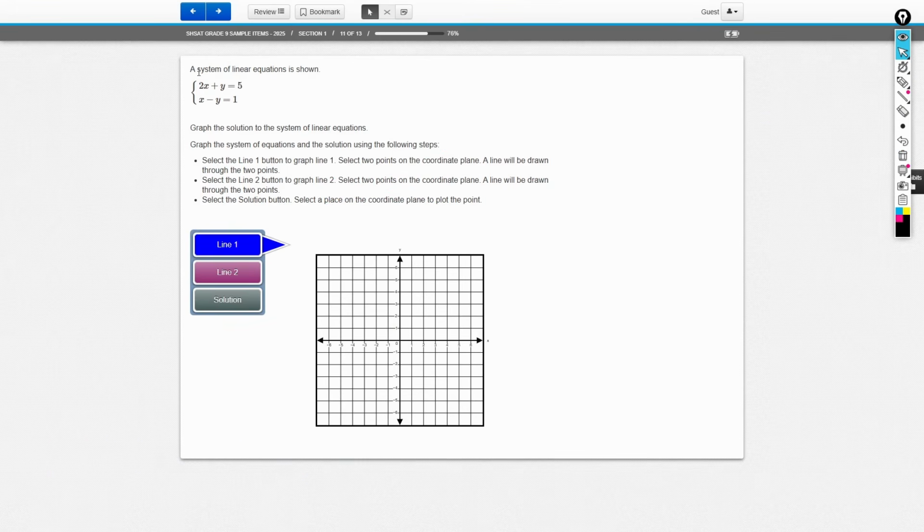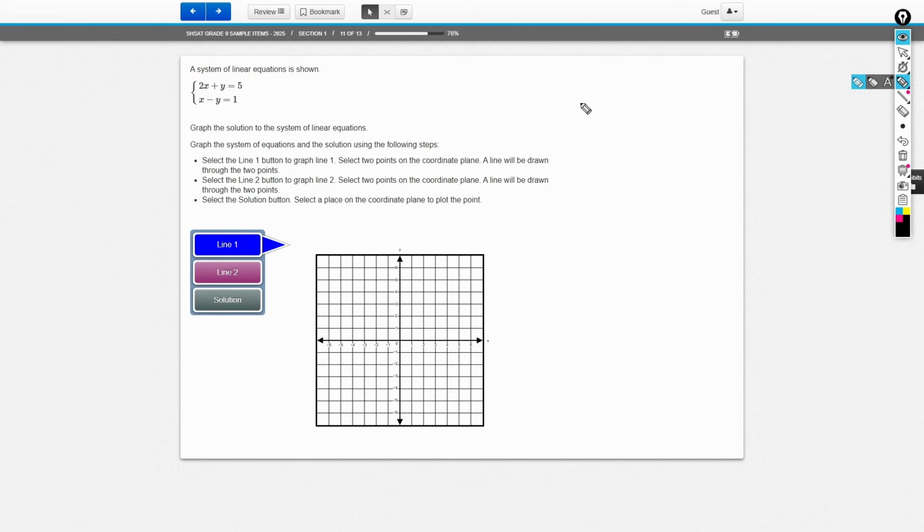All right. So over here we have a system of linear equations. We have 2x plus y is equal to 5 and x minus y is equal to 1, and they want us to graph the set of linear equations, okay? So again, don't panic when you see this. This is a problem that could have occurred on your regular paper SHSAT.